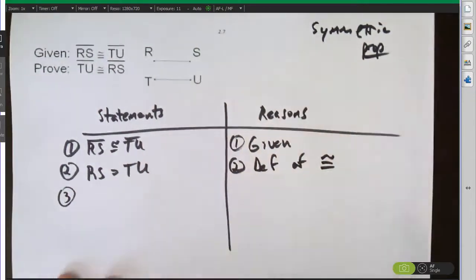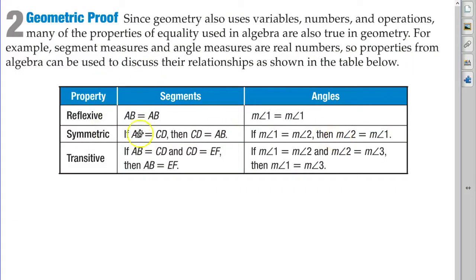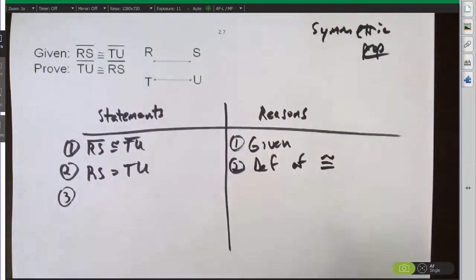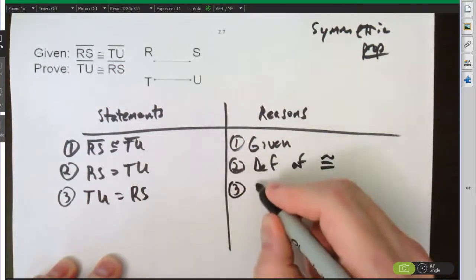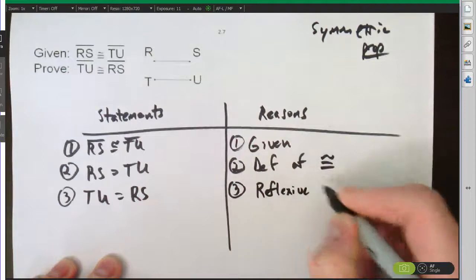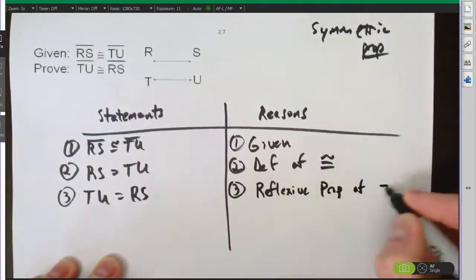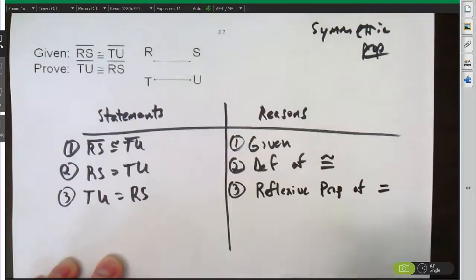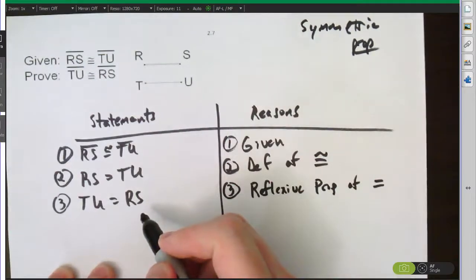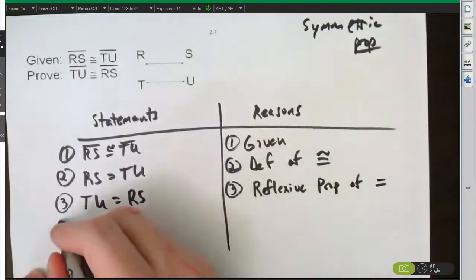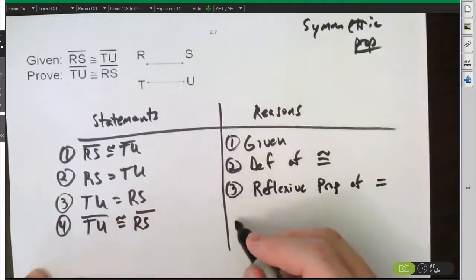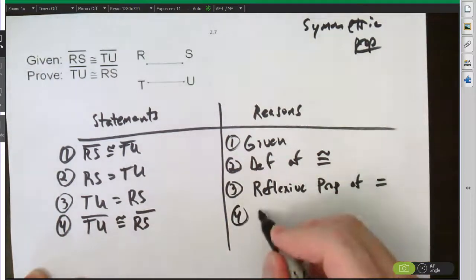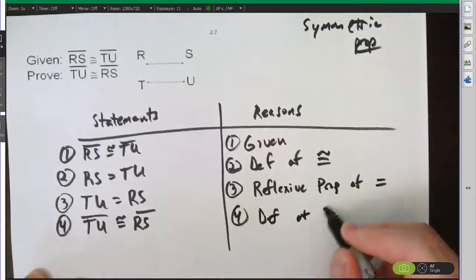well, I know that if RS equals TU, I can go back and say, hey, flip the order by symmetric property. TU equals RS. And technically I should say by the reflexive property of equality, or just equal. Well, if they're equal, I know they have the same measure. If they have the same measure, they are congruent. By, here's our translator, definition of congruent. Okay.